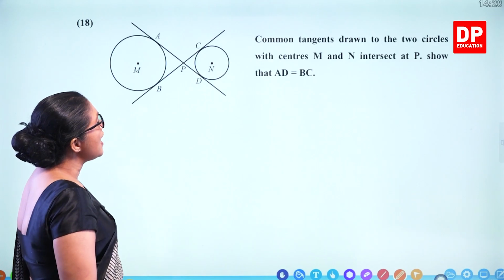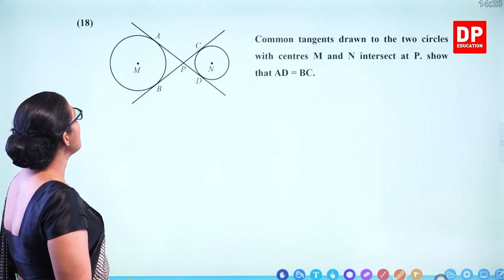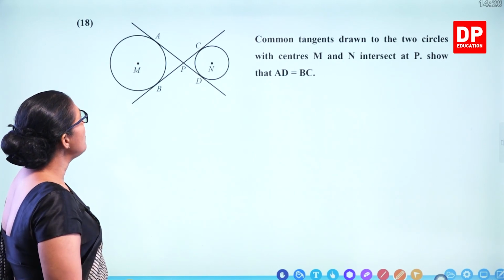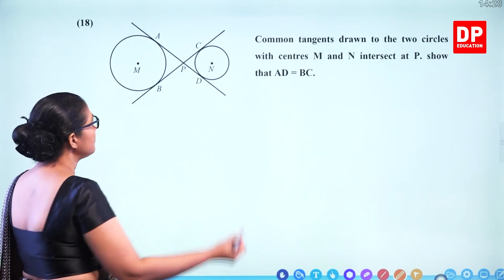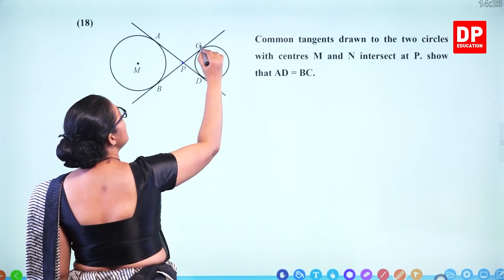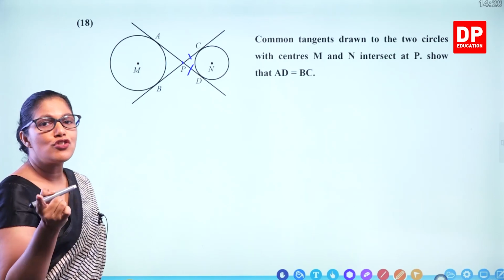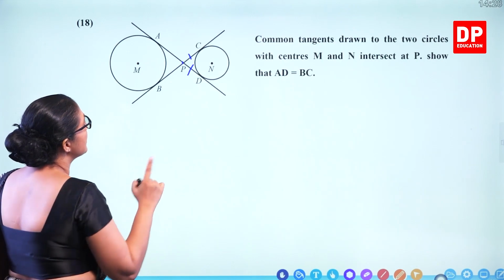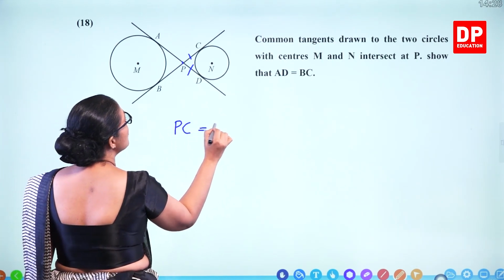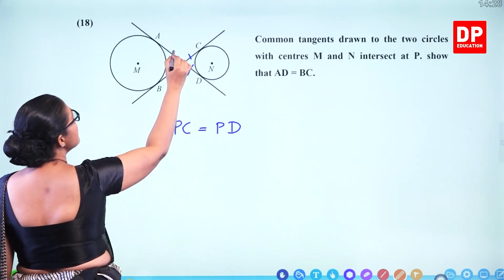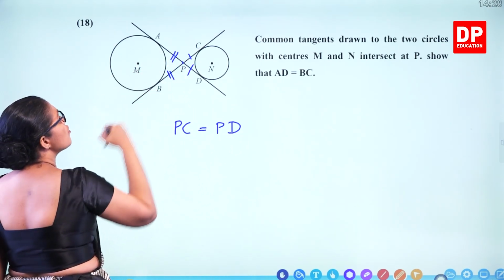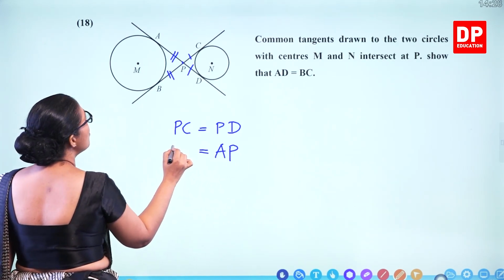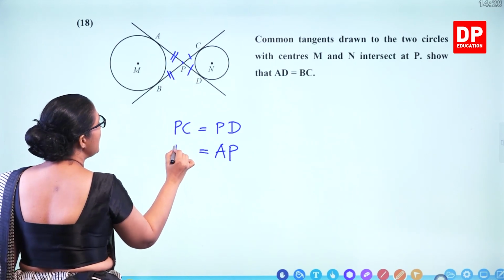Question number 18. Common tangents drawn to the two circles with centers M and N intersect at P. Show that AD is equal to BC. That's easy. Can you see? This is the outside point. We know tangent lengths are equal when you draw from an outside point to one circle. So PC is equal to PD. When you take this circle, these are also equal. So you can write AP is equal to BP.